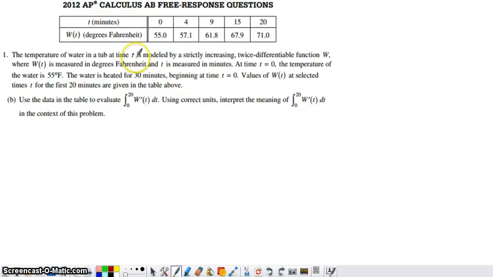So here's number one, part B from the 2012 AB and BC exam. And in part B here it says use data in the table to evaluate this definite integral. Using correct units, interpret what this means within the context of the problem.